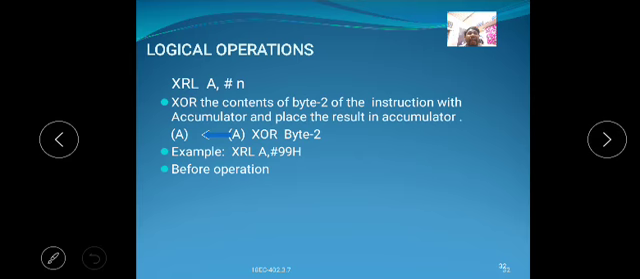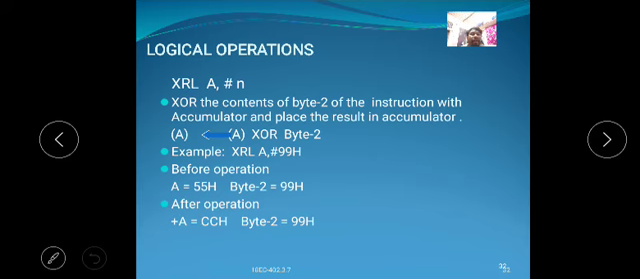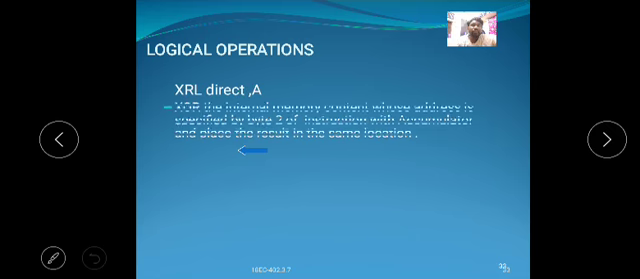XRL A, #n. XOR the content of byte 2 of the instruction with the accumulator and place the result in the accumulator. A tends to A XOR byte 2. Example: XRL A, #99H. Before operation A is equal to 55H, the byte 2 is equal to 99H. After operation, A is equal to CC and byte 2 is equal to 99.